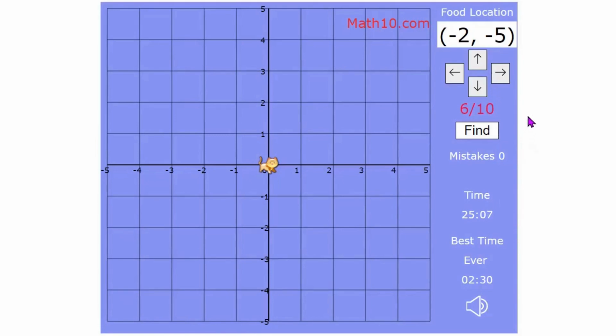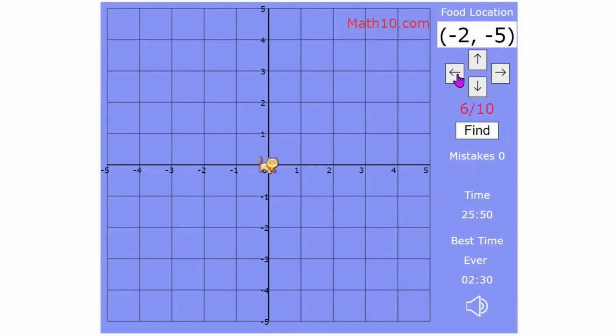Here, I will show you how to plot points in the Cartesian plane. You are given a collie, a cat, and she is looking for some food. The location of the food is given as an ordered pair. Let's say, for example, the location of the first food is at -2, -5. So from the origin, we will direct Kali to that food location using these arrows. So -2 for the x coordinate, or the abscissa, meaning we will move 2 units to the left.